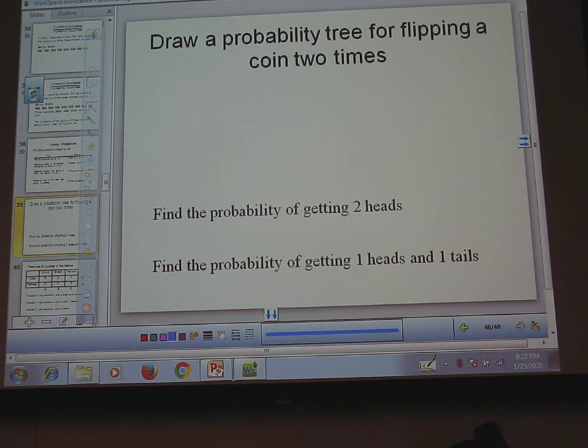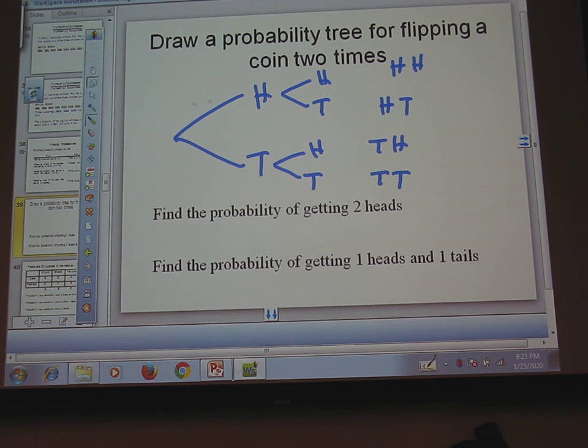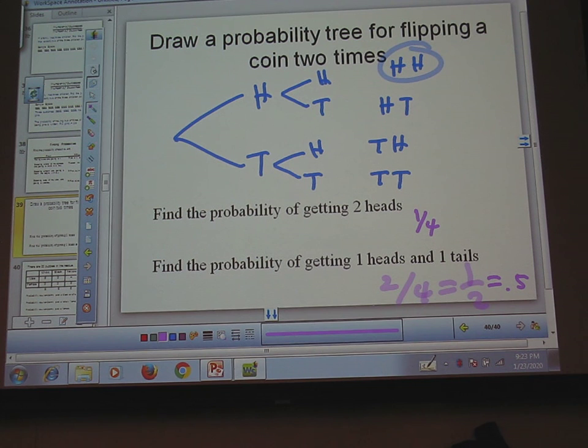Okay, so what could happen the first time? What's the first decision I'm making? Heads or tails. The second decision I'm making is heads or tails off of each one of those. So my sample space would be HH. This one is HT. This one is TH. And this one is TT. What's the probability of getting 2 heads? 1 out of 4. What's the probability of getting 1 heads and 1 tails in any order? 2 out of 4. Or 1/2. Or you could say 0.5 or 50%. Good, all the same. Excellent.